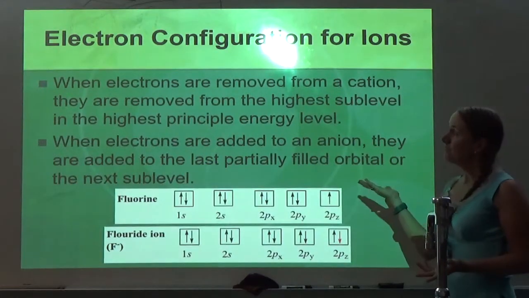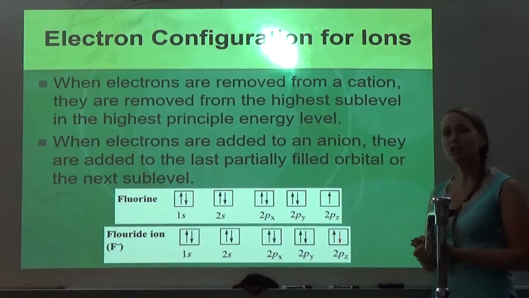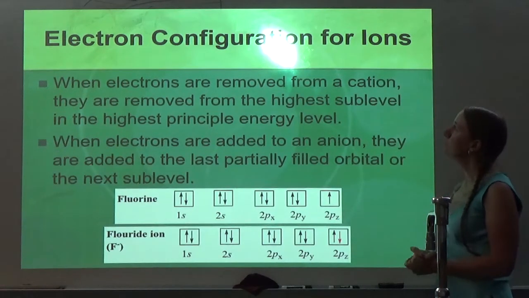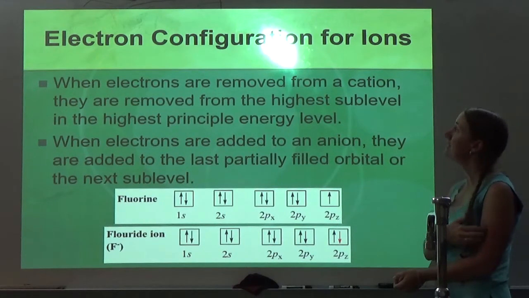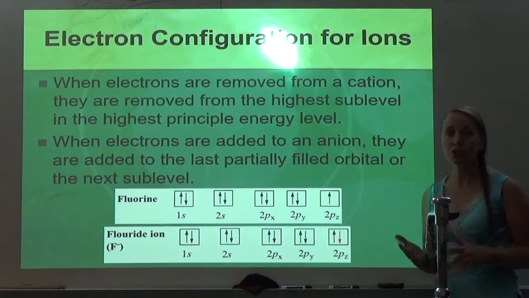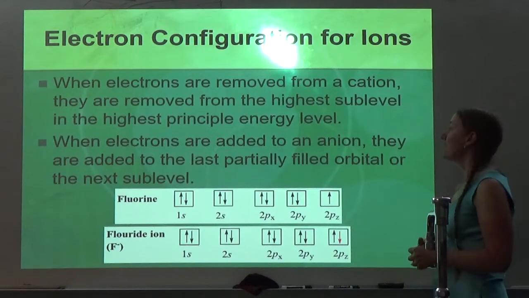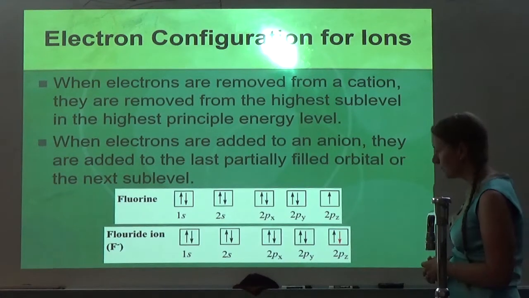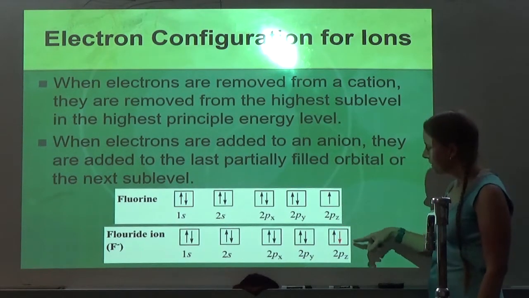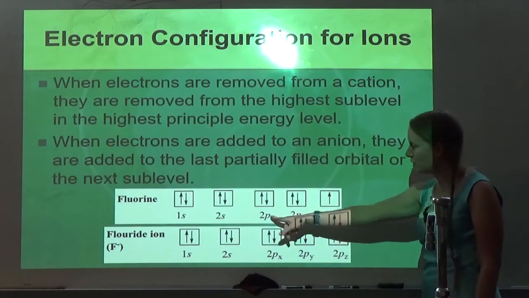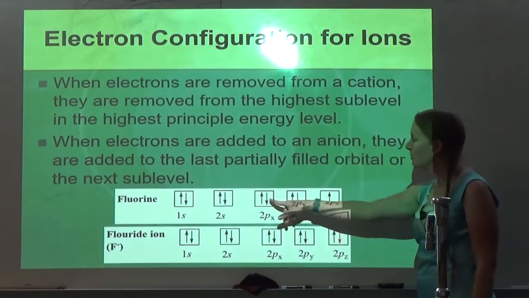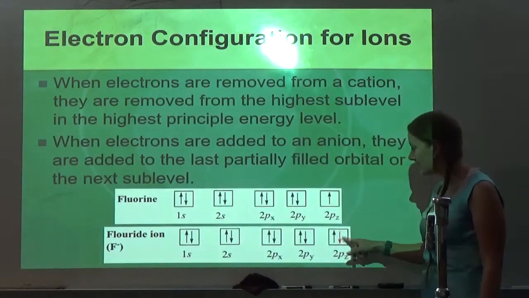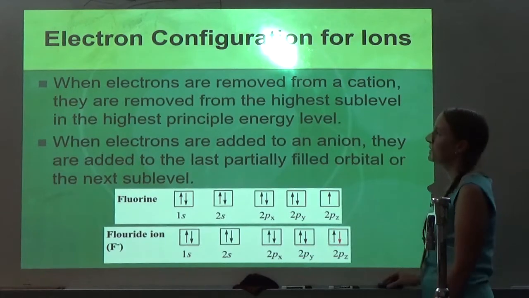All right, so electron configuration for ions. We did electron configuration in chapter 6, but we're just going to go back to it real quick. When electrons are removed from a cation, they are removed from the highest sublevel in the highest principal energy level first. When electrons are added to an anion, they are added to the last partially filled orbital or the next sublevel. Like when we have fluorine, we have 2p5, so when fluorine becomes fluoride and has a -1, we add that 6th electron to that 2p. That's all that's happening.